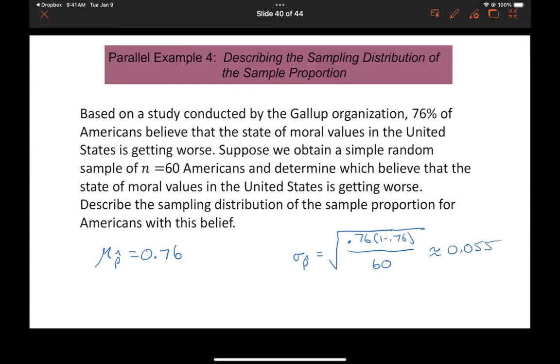All right, how'd we do? I got 0.055. Yep, that's what I got. Looks like we did good. So our mean, we keep the mean, is 0.76. It's the same as the population proportion. And then our standard deviation, 0.055. Good job.